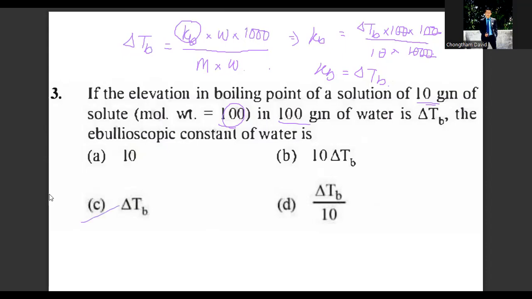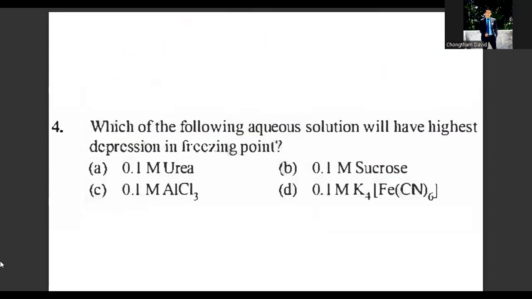I hope it is understood and clear. Let us read question number 4. Which of the following solutions will have the highest depression in freezing point? You have to find the Van't Hoff factor for such type of question. This is very important. Multiple times such type of questions are asked in your exam. So find out which has the maximum number of particles.